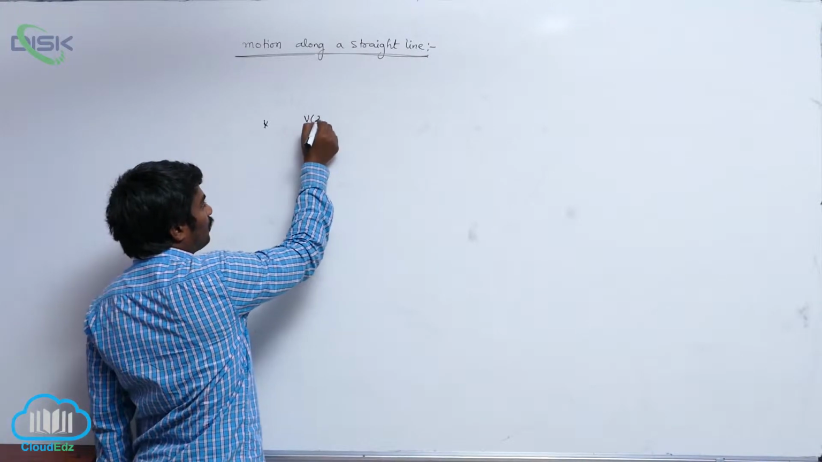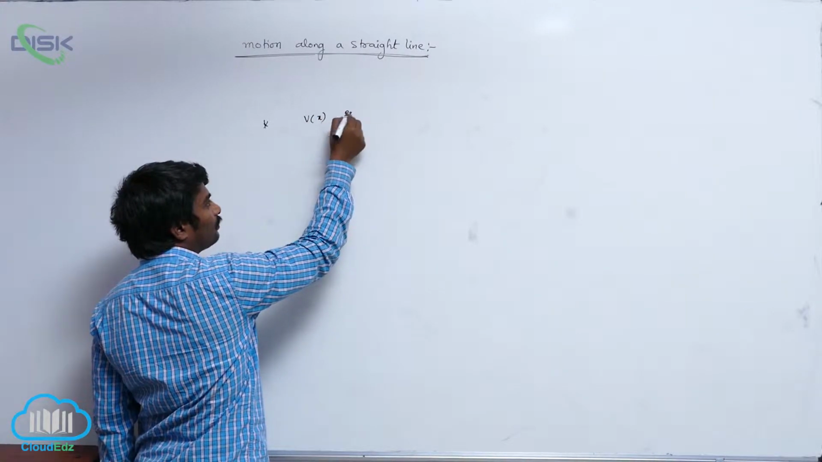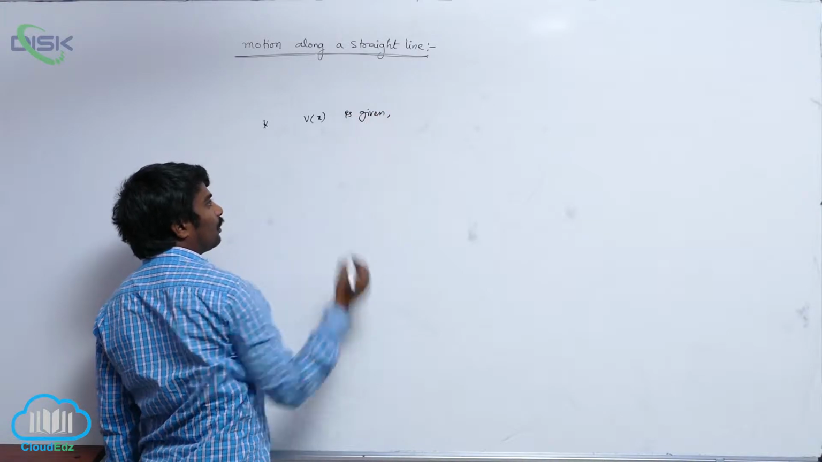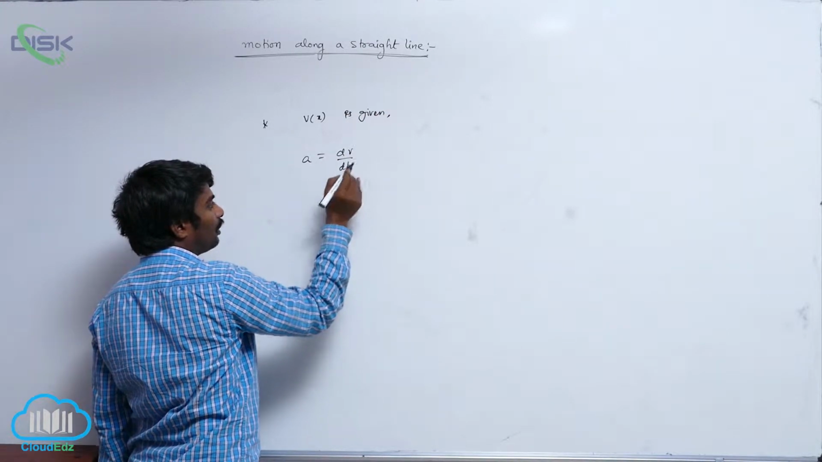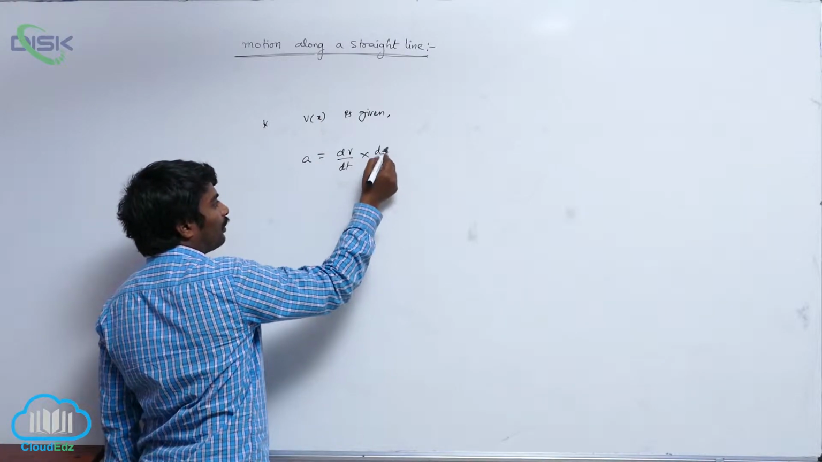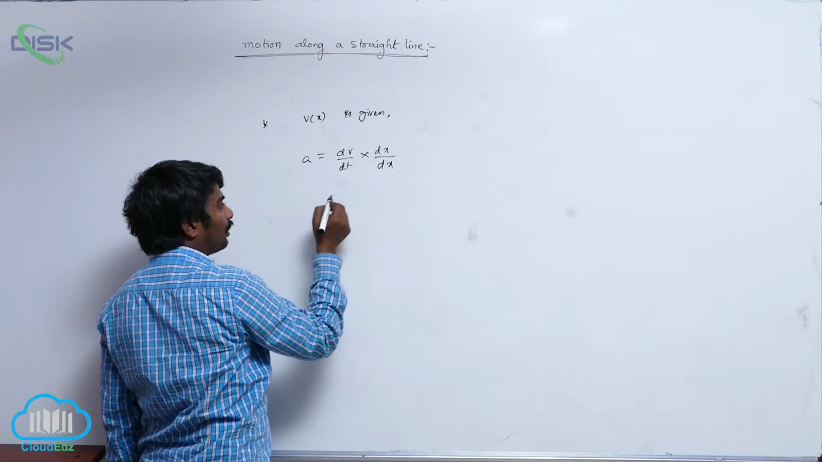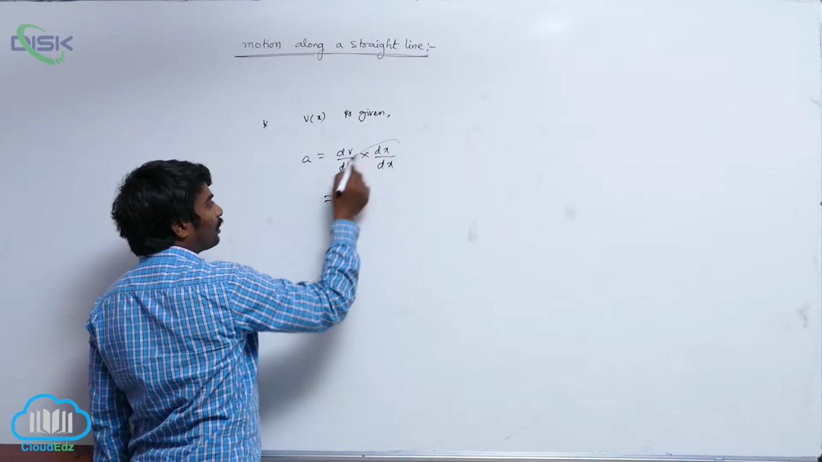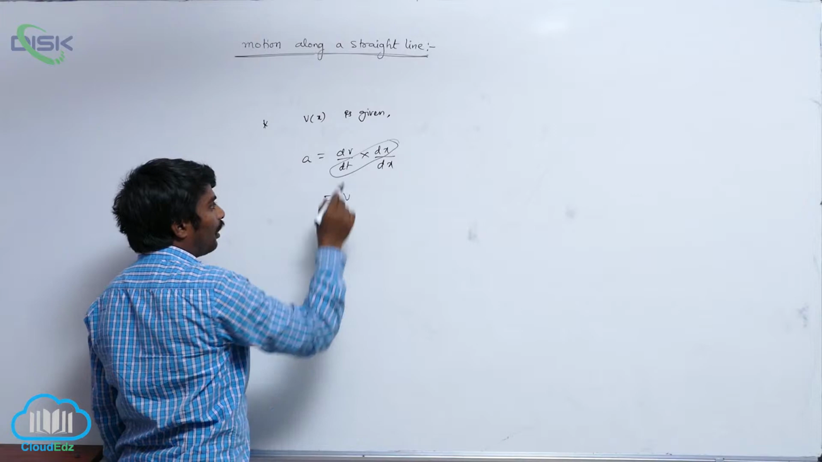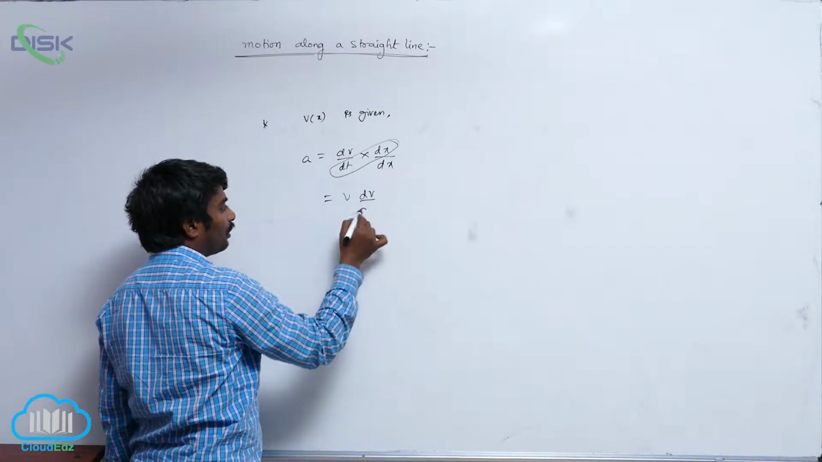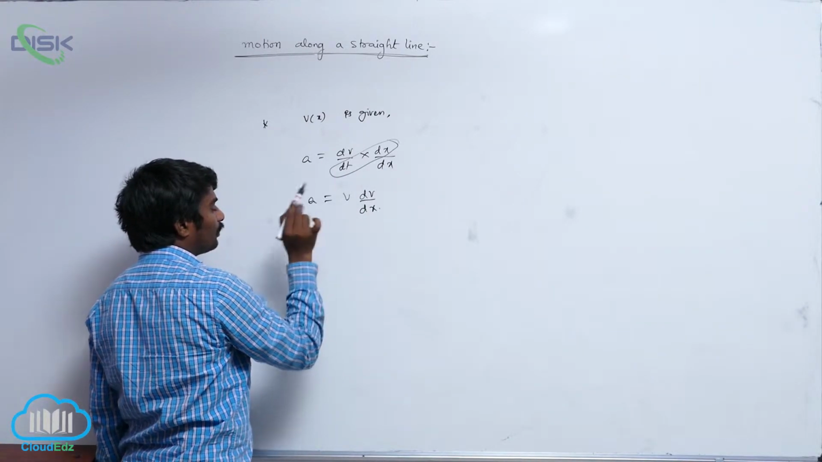Suppose velocity as a function of x is given. How to calculate acceleration? Acceleration is equal to, we know, dv by dt. So you multiply and divide with dx. So dx by dt can be taken as velocity v, and into dv by dx. This is a.